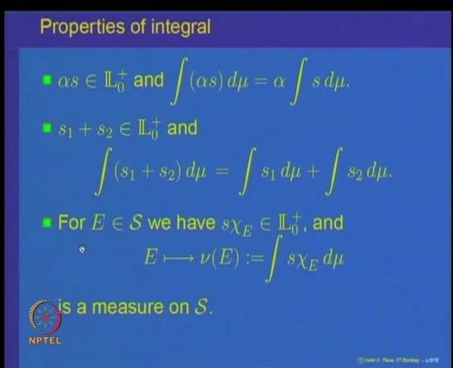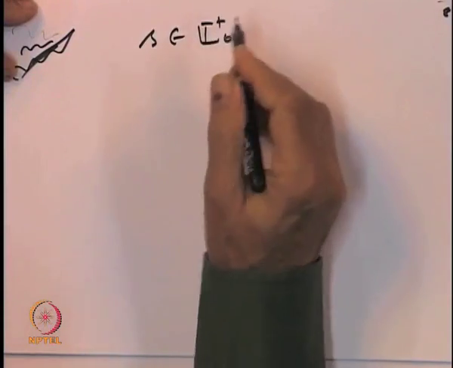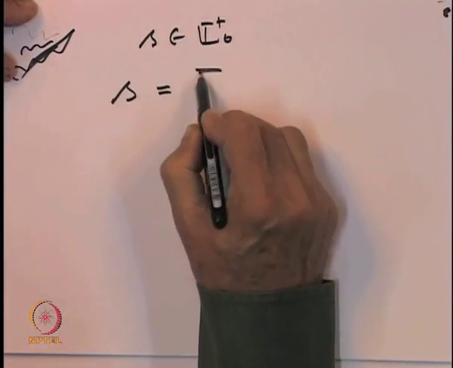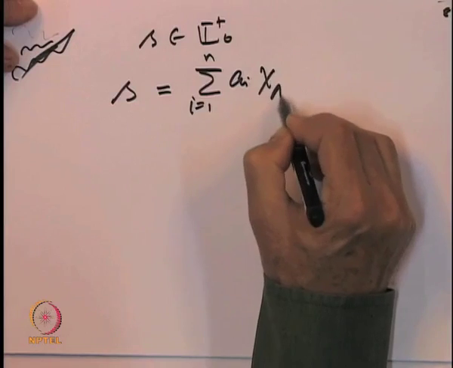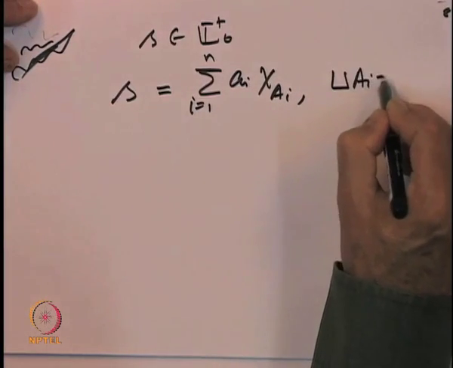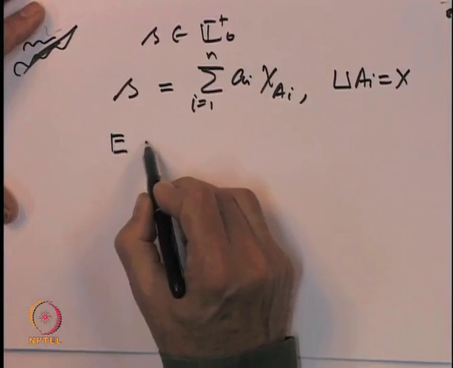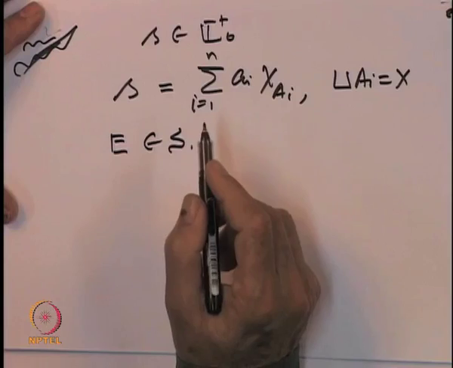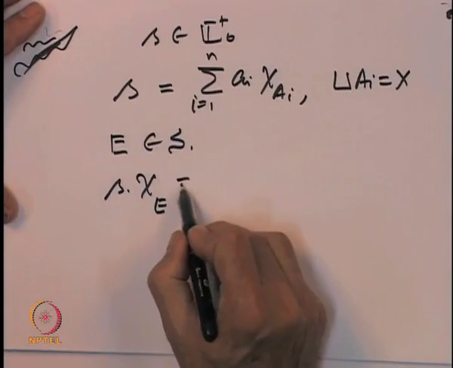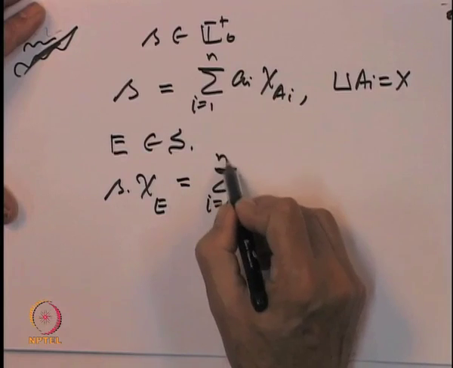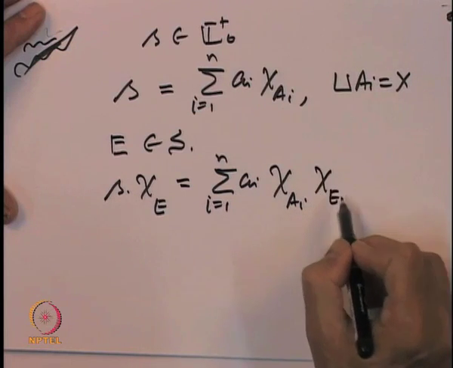Let us take a non-negative simple measurable function S in L 0 plus, given by sigma I equal to 1 to n a I times the indicator function of A I, where the union of A I is equal to X, and E is a fixed set in the sigma algebra S. Then S times the indicator function of E: multiply this equation on both sides by the indicator function, that is, sigma I equal to 1 to n a I chi A I multiplied with chi of E.